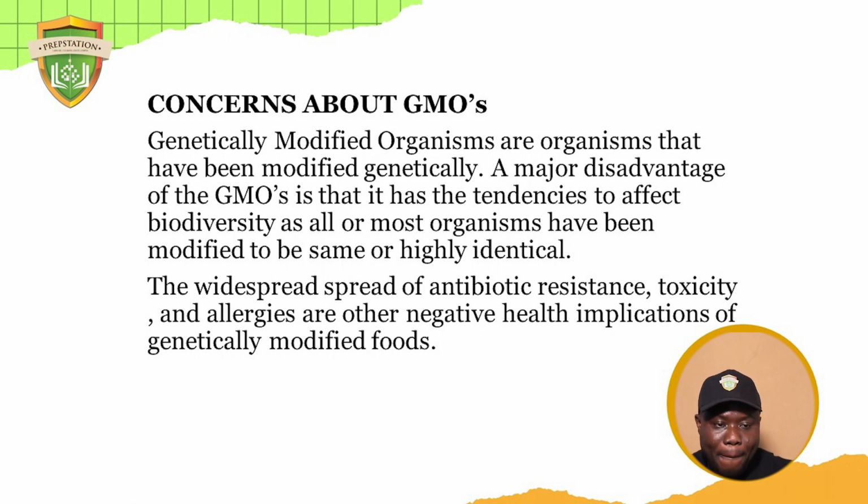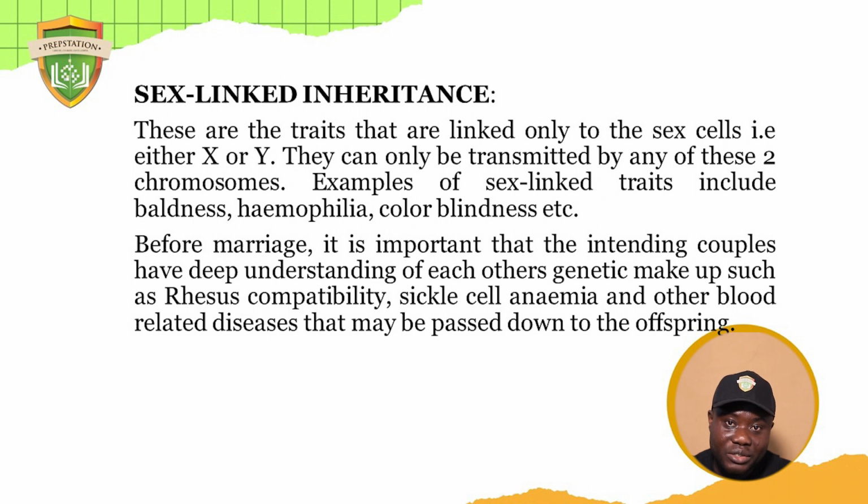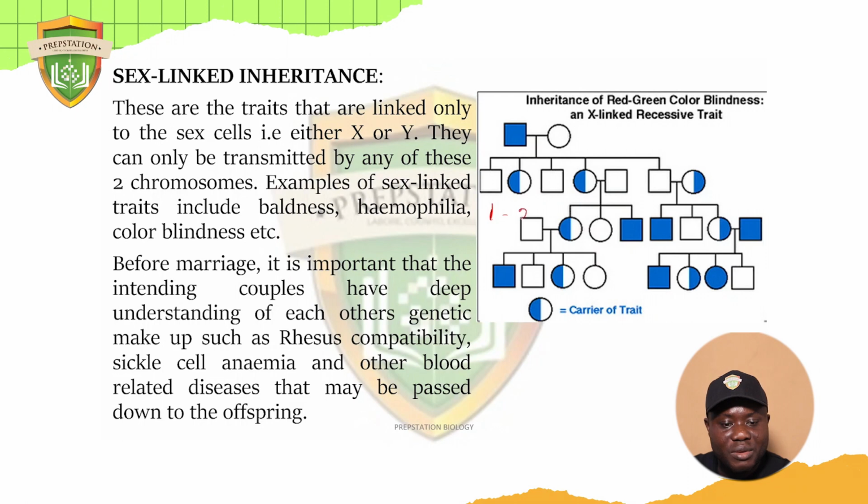Now let's look at this. Sex-linked inheritance. You cannot escape this, so you need to pay attention. Remember I told you earlier, I think it was in one of the episodes, I told you about chromosome number 1 to chromosome number 23, and I said chromosome 1 to chromosome number 22 are somatic cells, while chromosome number 23, which of course can be X or Y, is known as the sex cell. You agree with me?